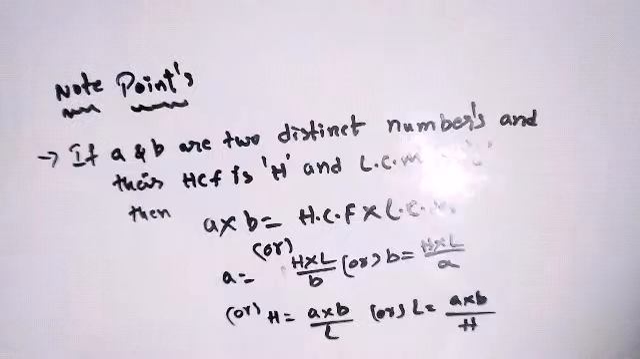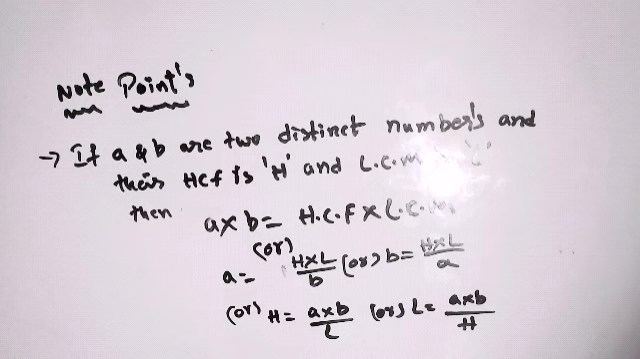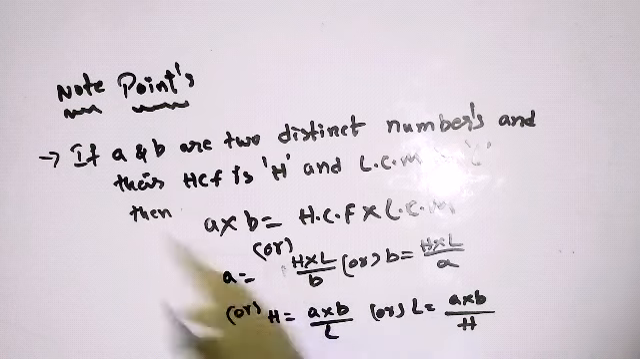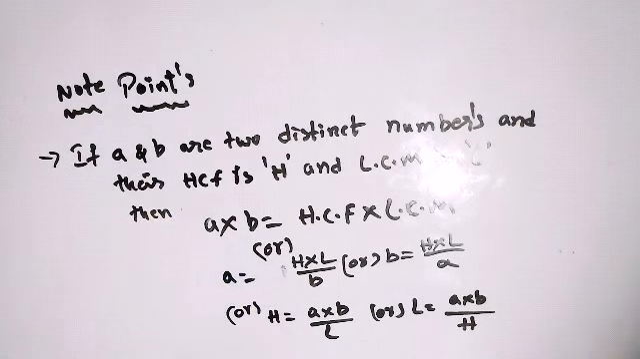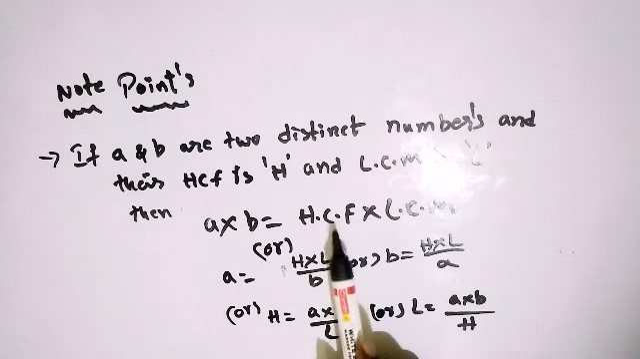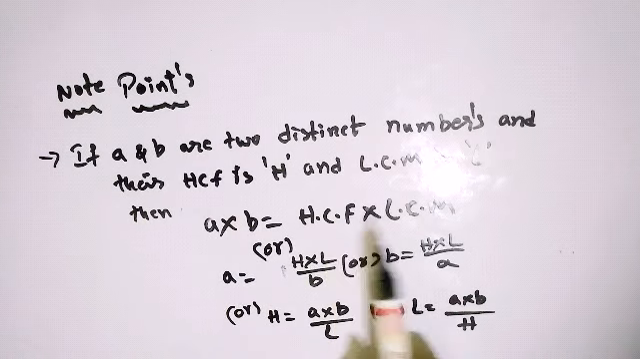Let's see one more note point. If A and B are any two distinct numbers, and their HCF is H and LCM is L, in that case there is an important point we have. The product A into B of the two given numbers will satisfy the product of HCF into LCM, remember.